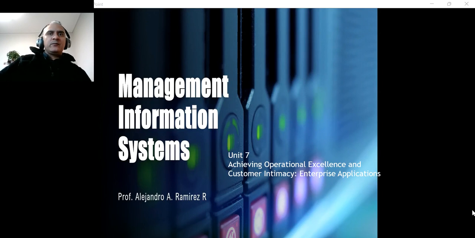In unit number 7 we're gonna be talking about operational excellence and customer intimacy through enterprise applications. Means software that helps us to be more effective in our production systems, as well as communicating with the consumer, with the, well, not the consumers. Well, yeah, the consumer, our clients, our customers. That was the word I was looking for.